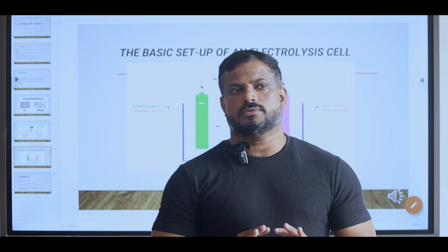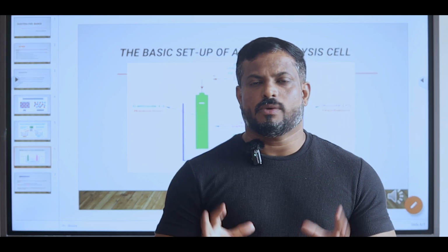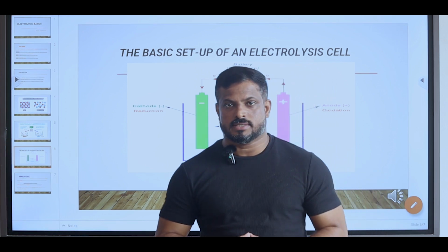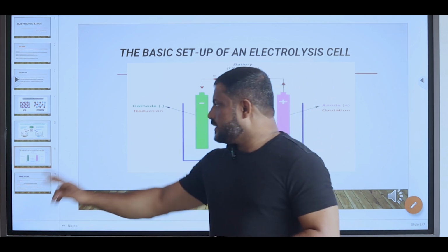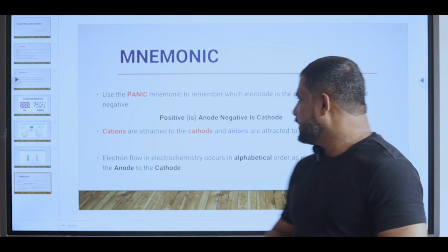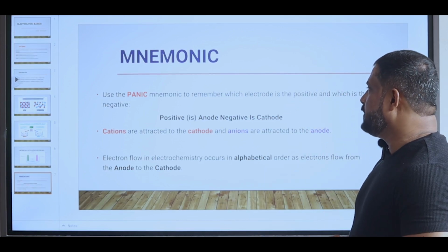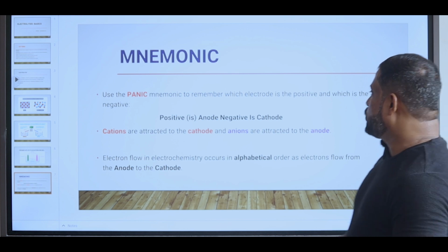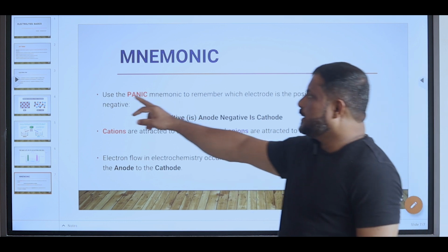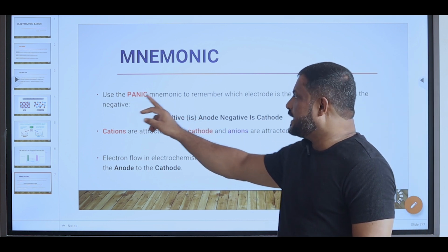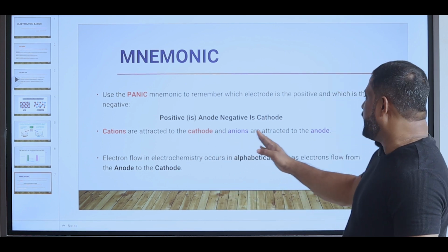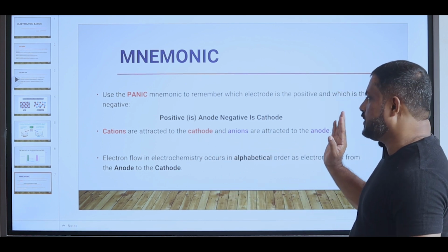Now, to wind up, we can use one mnemonic to understand this basic concept of electrolysis. Look at this mnemonic. Use the word PANIC. PANIC, that mnemonic you can use to learn: Positive is Anode, Negative is Cathode. Cations are attracted to the cathode and anions are attracted to the anode.